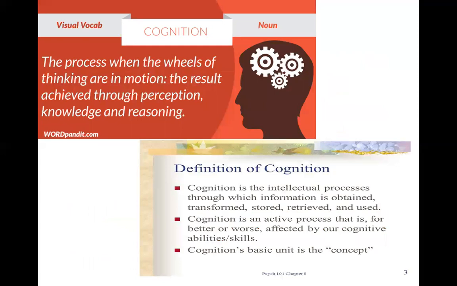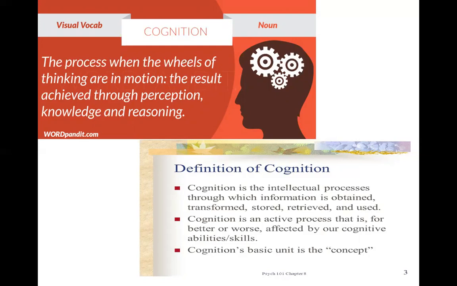So what is cognition? Cognition is the process when the wheels of thinking are in motion. Of course, when we go on thinking about something, when we are perceiving something, when we are trying to know about something, and then we start thinking logically with reasoning. Why is this happening? So we can say cognition is the thinking process when the thinking process is in motion.